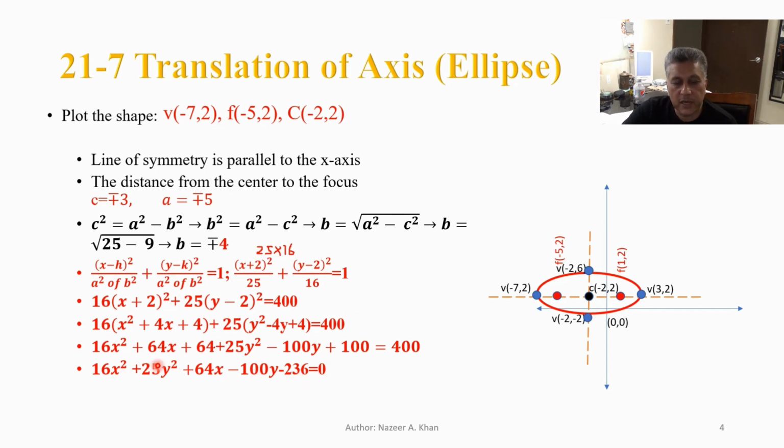Sometimes I've seen in textbooks where the x's are grouped together and the y's are grouped together. So you'll have x squared plus 64x, 25y squared, and then minus, but either way, it would be fine. Now that's another problem that's done there.